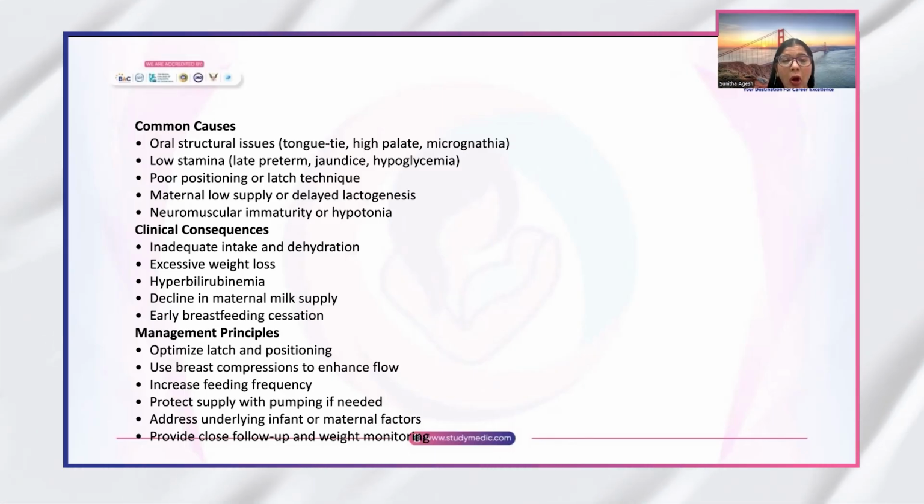So if the baby is not taking milk properly, we can tell the mother to pump the milk to feed the baby. Then if there are any underlying factors, like the infant having a tongue tie that can be corrected, or any maternal factors, those also need to be addressed.